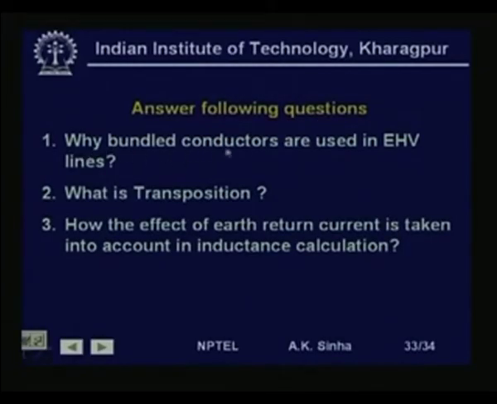Now, before we finish, I would like you to answer the following questions. First is, why bundle conductors are used in EHV lines? Second question is, what is transposition? And third question is, how the effect of earth return current is taken into account in inductance calculation for a 3-phase line with ground return system, especially when the system is carrying unbalanced current.